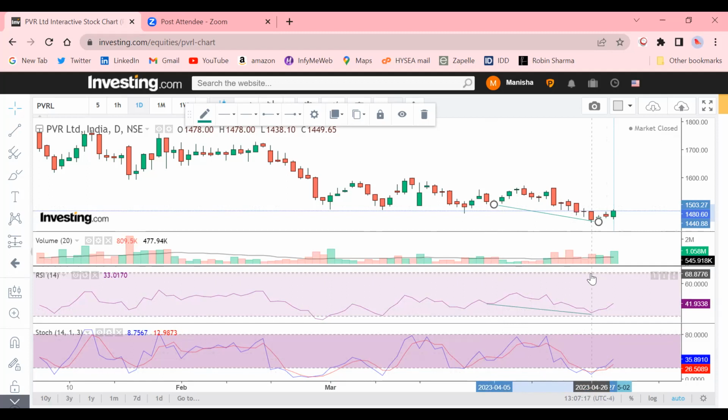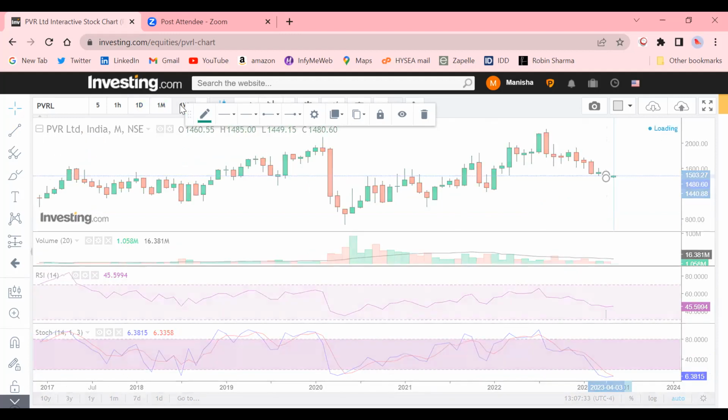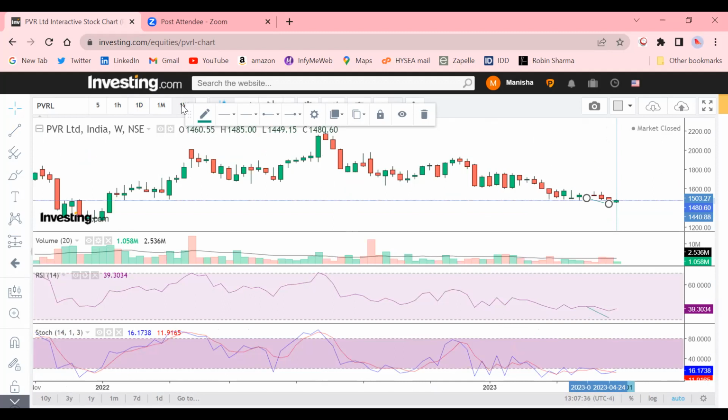So at this point of time, from the price in a daily time frame, it is not showing a divergence. However, the divergence was shown... One second. Should I go to weekly?